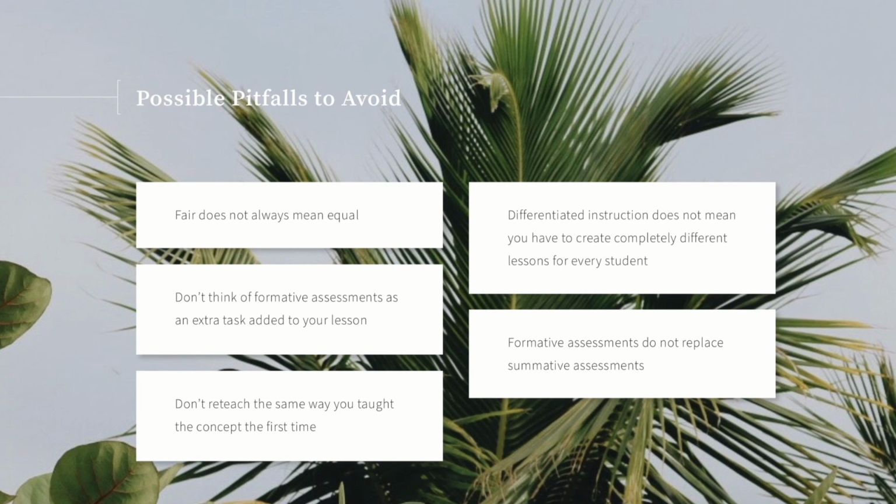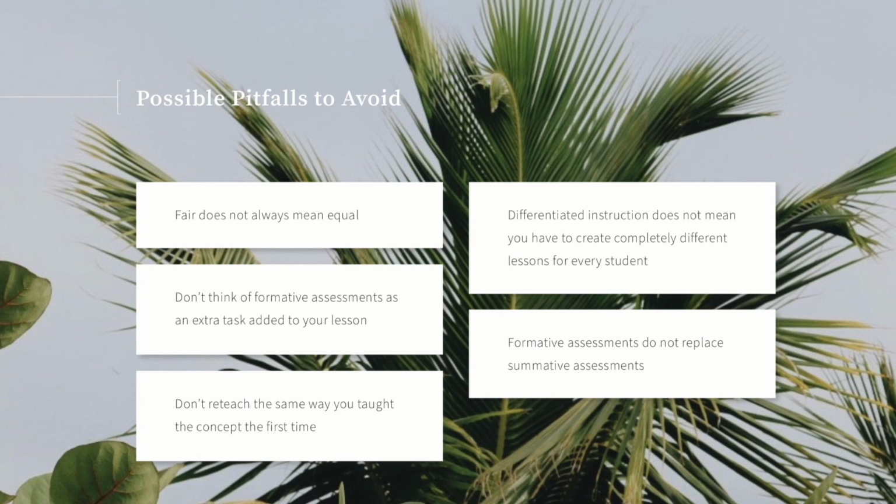Do not reteach the same way you taught the concept the first time. If you have students who need to be retaught a particular concept, you have to approach the lesson in a new way. If they did not understand it the first time, teaching it the same way again will not have different results. Use websites, videos, or manipulatives to vary your teaching methods. Ask other teachers if they have other strategies for teaching that particular concept.